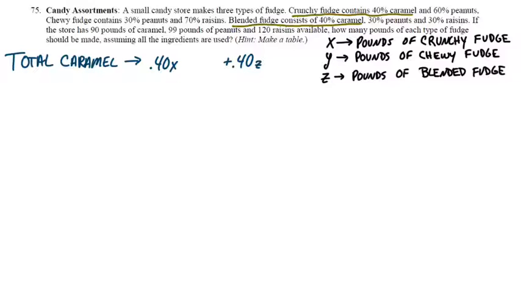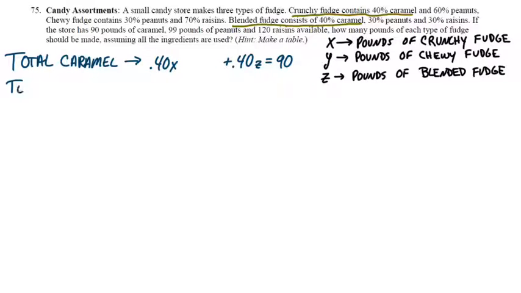Okay, and we know that in total, this store has 90 pounds of caramel. So 40% of this is caramel, plus 40% of this is caramel. And since they're using all the fudge, this is going to be equal to 90, right? Because it says they had 90 pounds of caramel. All right, that's our first equation. The two types of fudge that had caramel, and it adds up to 90.